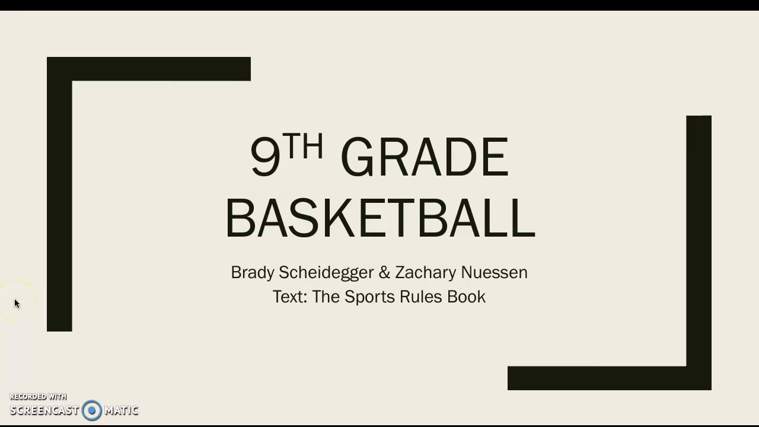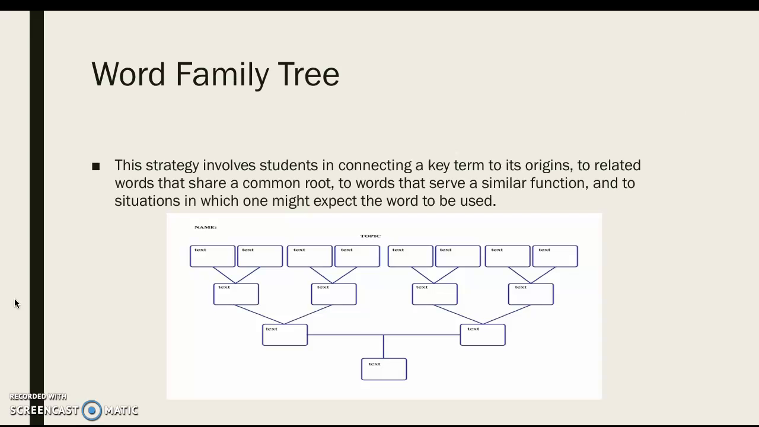All right, so our title today is ninth grade basketball, and the text that we used is the sports rules book. So we did the word family tree. Basically, this just takes a word and it branches it off into multiple different sections, such as its origins, the common root word that it's related to, words of similar function, and words that could be expected to be used that are similar to the word.